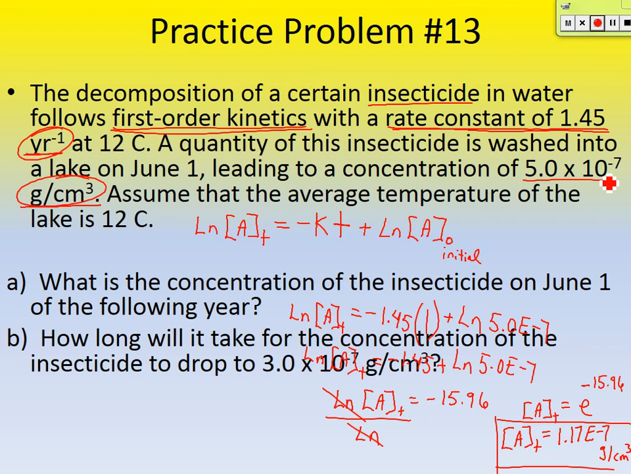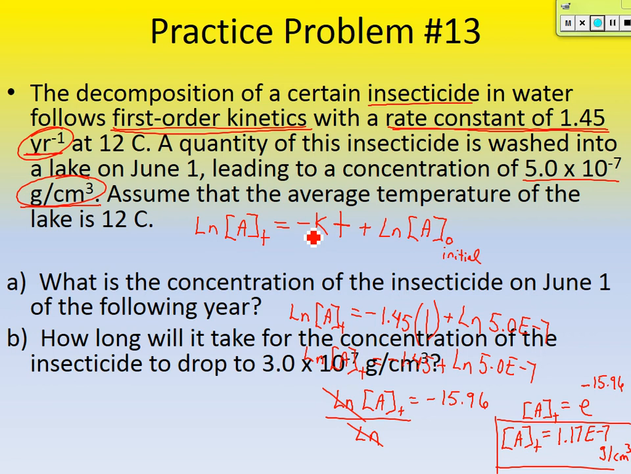Now let's go to part B. I've got some writing over the top of it, but I think we can still see it. How long will it take for the concentration of the insecticide to drop to 3 times 10 to the minus 7th? So we can use this equation to solve for the concentration at any time value that we put in there. And so here's how we would do that.